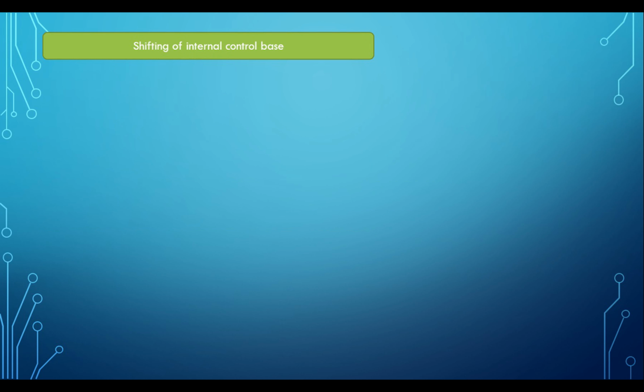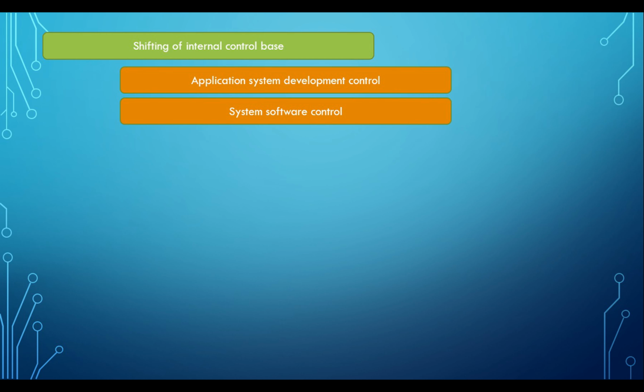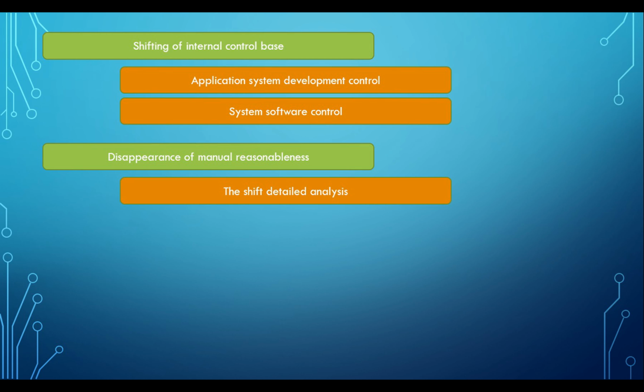Shifting of internal control base. It involves application system development control and system software control. Disappearance of manual reasonableness. The shift from a traditional manual information processing environment to a computerized information system environment needs a detailed analysis of the physical system for transformation into a logical platform.